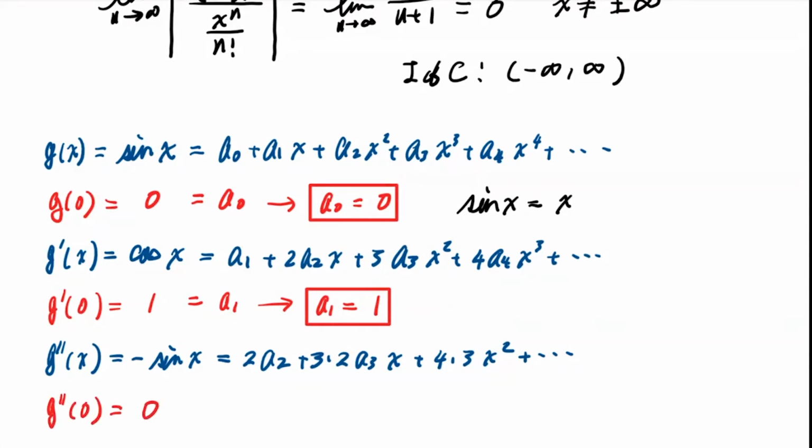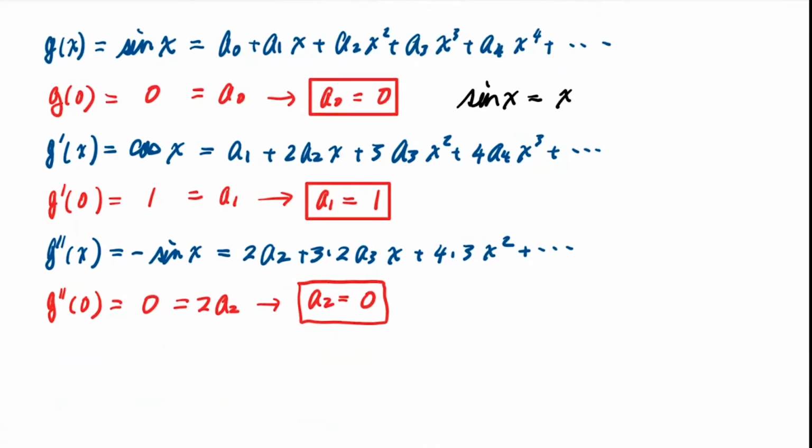We have 0 again, huh? 2 times a2. So that tells you a2 is equal to 0 again. Huh? What's going on? This pattern is a little bit more difficult to see, eh? Okay. Now, keep going, right? Because we don't see the pattern. 0 didn't help us much.